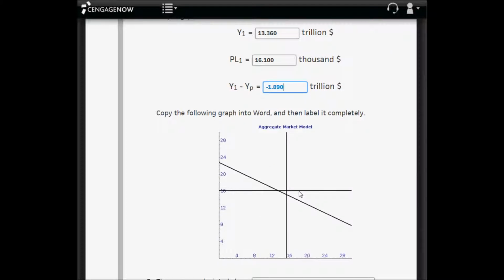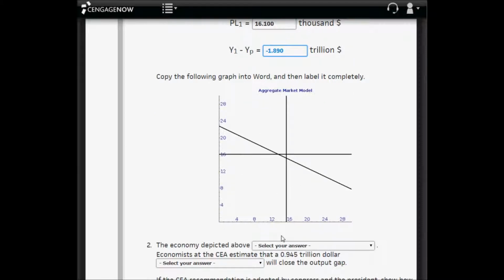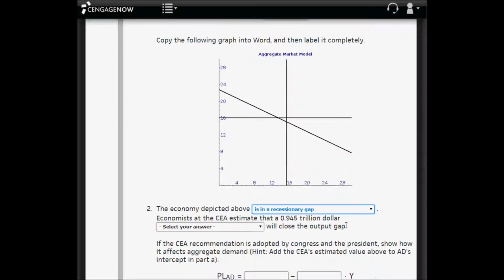Here's the diagram that you see in Excel. This is short run aggregate supply. It's perfectly elastic. This is long run aggregate supply. This is aggregate demand. The equilibrium is to the left of long run aggregate supply, so we're in a recessionary gap. Up here we have the price level, or PL, in thousands of dollars. Here we have real GDP, or Y, in trillions of dollars.